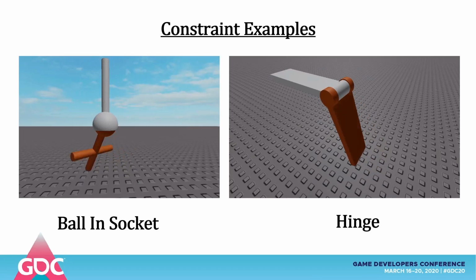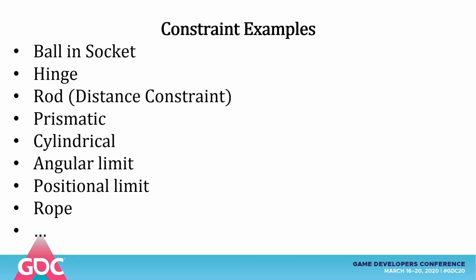A constraint solver deals with mechanical constraints, such as a ball in a socket or a hinge. It also supports other constraints including rods, prismatics, cylindricals, angular limits, positional limits, and ropes, and a few other constraints that don't need to have mechanical equivalence.